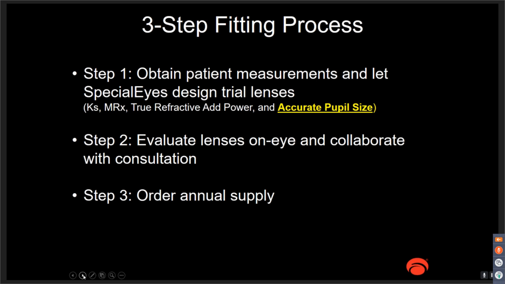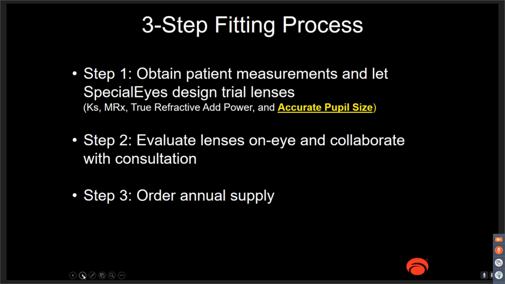Now we're going to talk about a three-step fitting process. You obtain the patient's measurements and design the specialized trial lens. So you actually are going to design a lens, order a lens, and you're going to get that lens in, and that's going to be your first lens. That's going to be the one that you'll refine. So you do need good K's or good topography. You need a very accurate manifest refraction. You really need to know the add powers and how that patient is going to use those lenses. And you do need an accurate pupil size.